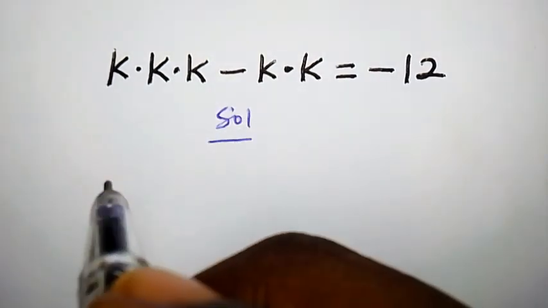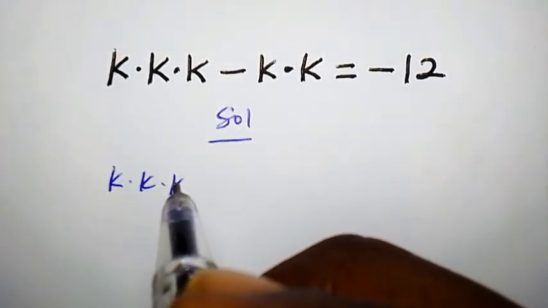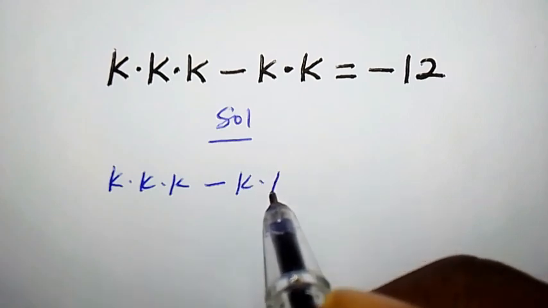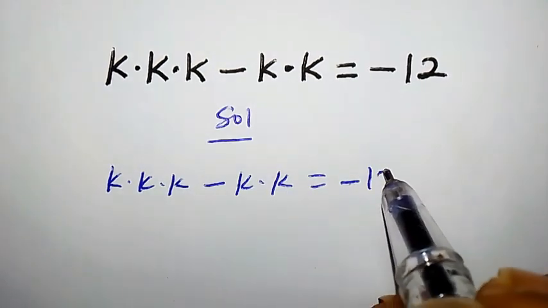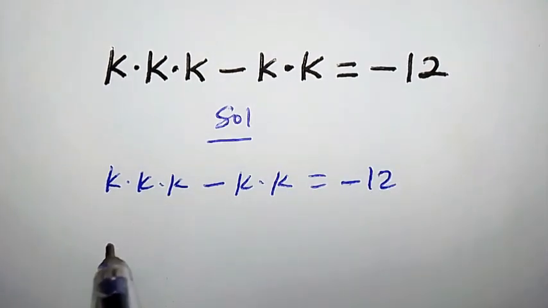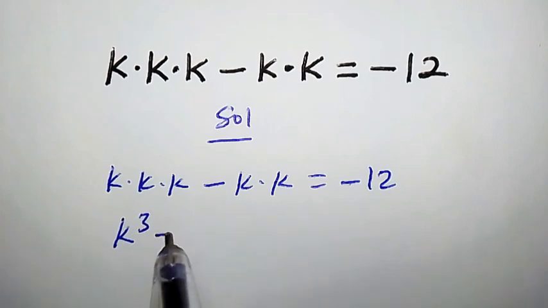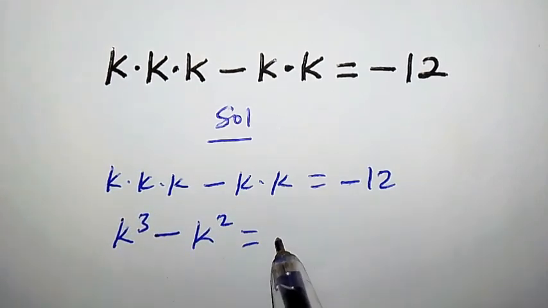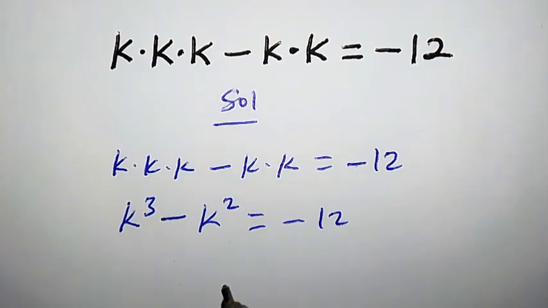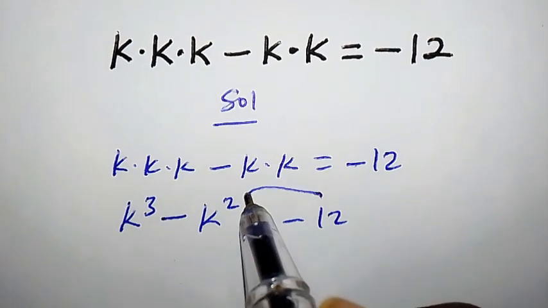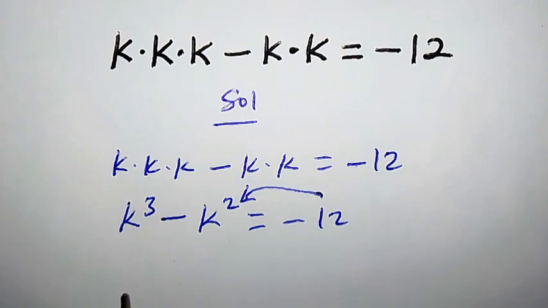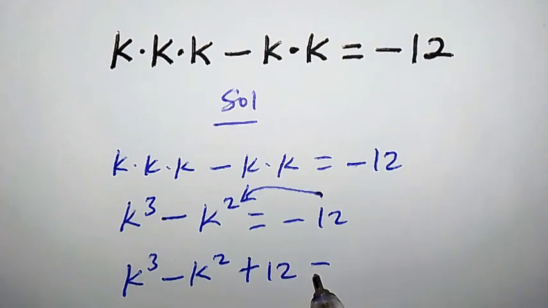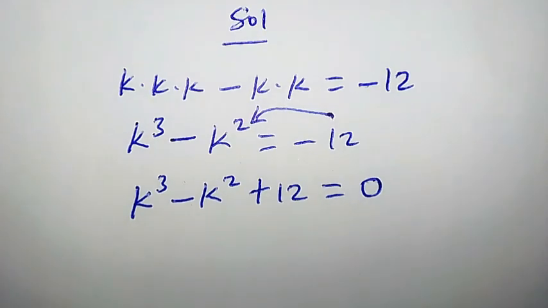Solution. We have k times k times k minus k times k equal to negative 12. K times k times k is simply k to the power of 3, minus k times k, that is also k to the power of 2, equal to negative 12. The first step we are going to take now is to transfer this to the left side. So we are going to have k to the power of 3 minus k to the power of 2 plus 12 equal to 0. Let's proceed further.